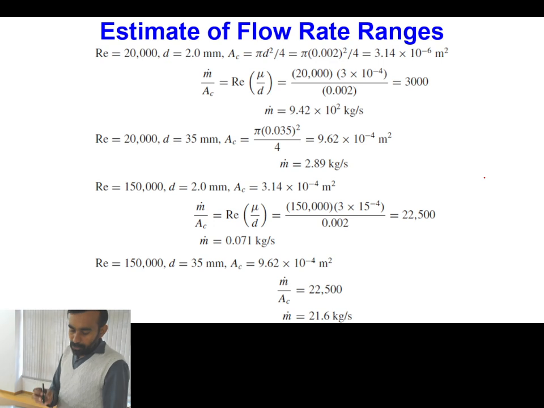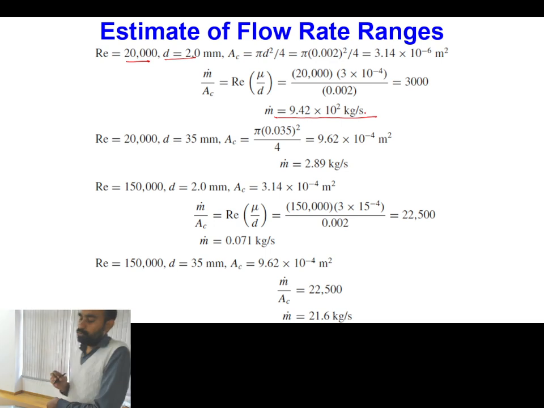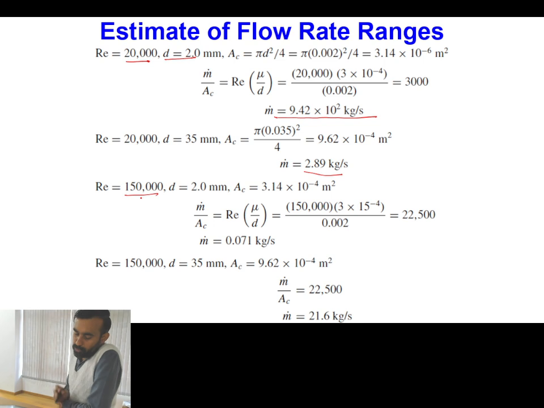Okay. So to do so, for Reynolds number of 20,000 and diameter of 2 mm, if I calculate area and then if I try to estimate the mass flow rate, it comes out to be 9.42 into 10 to the power minus 3 kg per second. Is this one clear? For 35 mm, it comes out to be 2.89 kg per second. Now, if I consider the Reynolds number of 1,50,000, then this number comes out to be 0.071 kg per second for 2 mm pipe, and for 35 mm pipe, it is 21.6 kg per second.